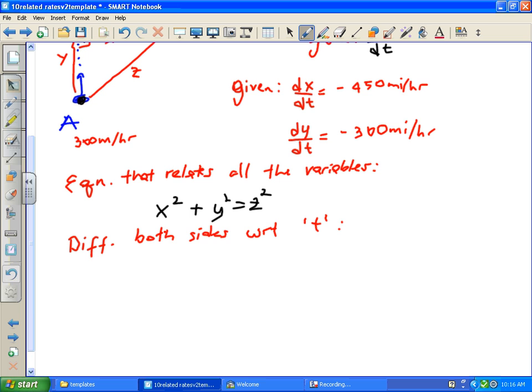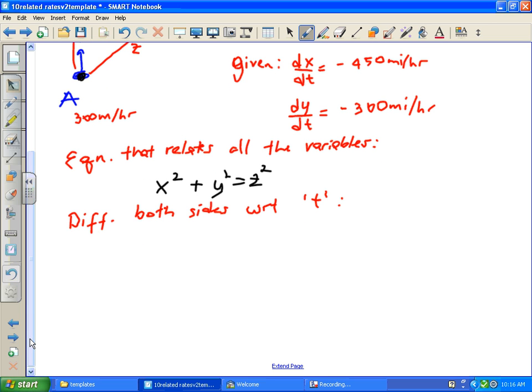And here is what we get. Who can tell me? 2x times dx/dt, right? Plus 2y times dy/dt equals 2z times dz/dt. I can right away divide both sides of this equation by 2, so I can get rid of the 2's right away. Now let's plug in what we know.